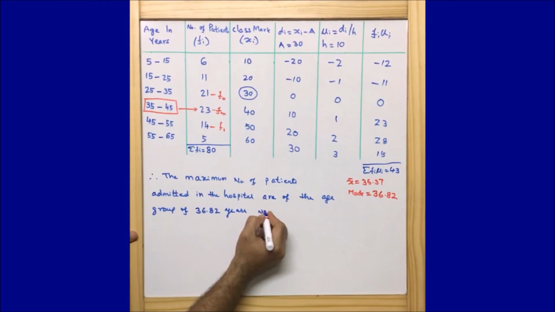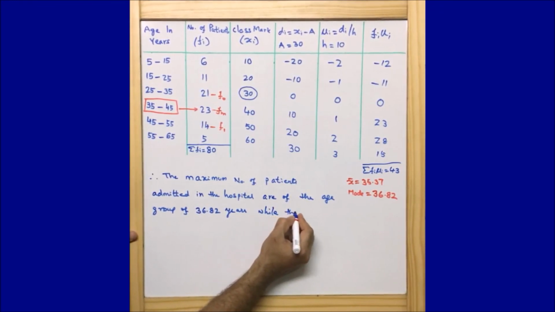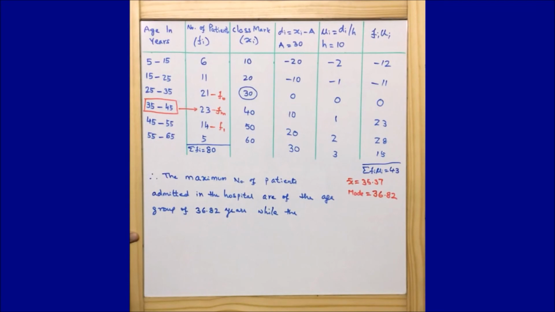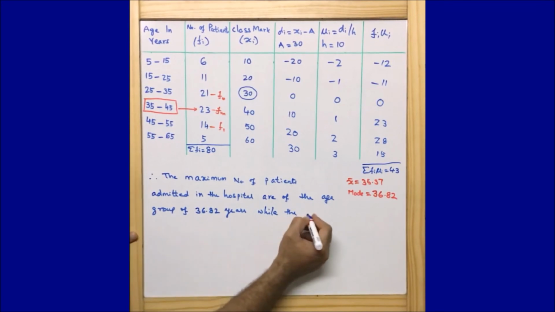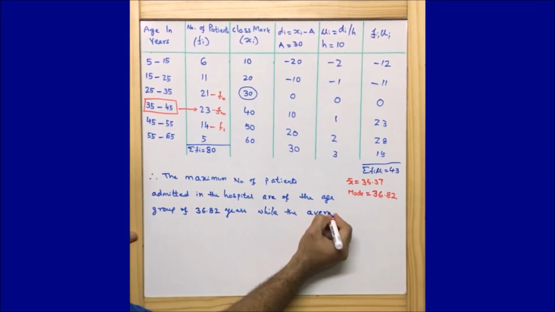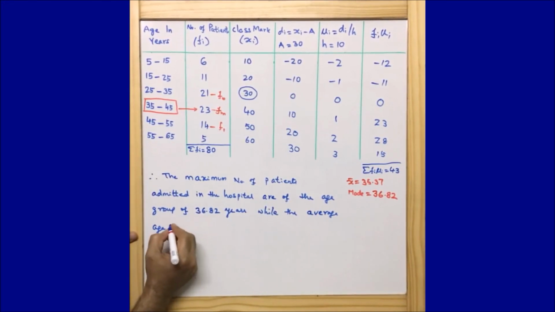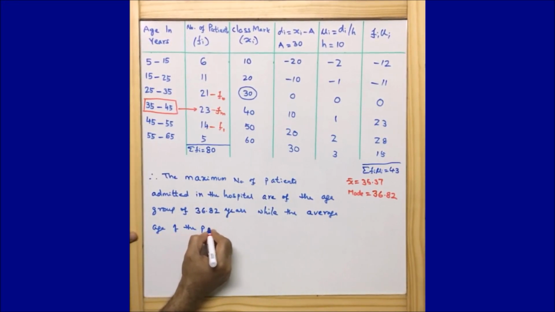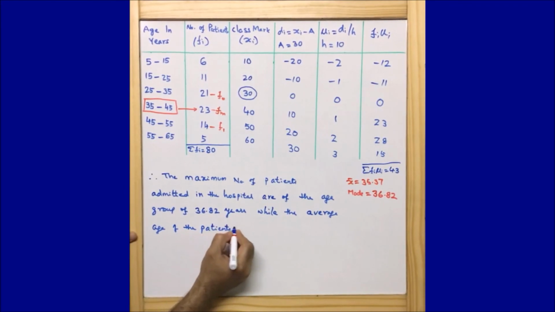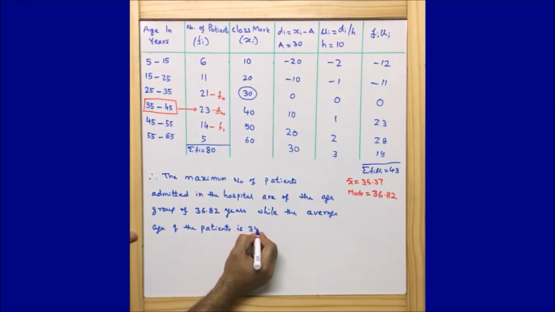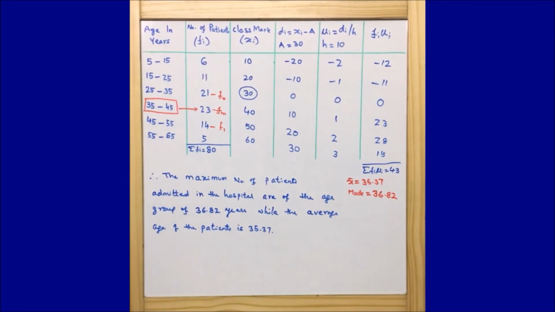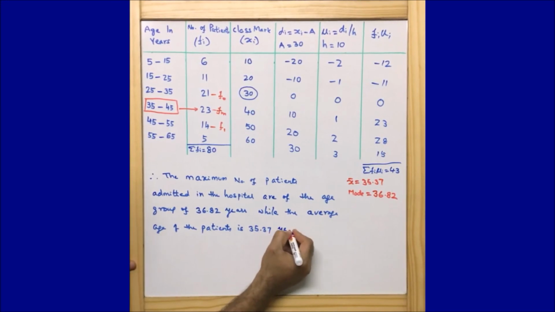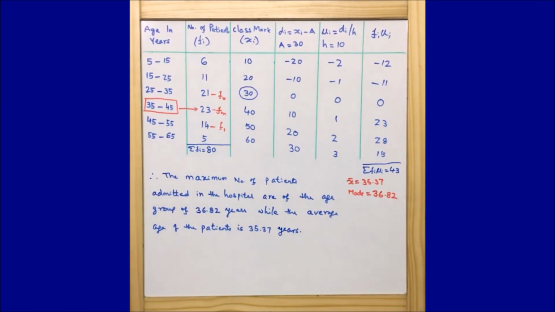While the average age of the patients is 35.37, this is the mean. So that's all. We can write: the maximum number of patients admitted in the hospital are of the age group of 36.82 years, while the average age of the patients is 35.37 years. That's all, we are done.